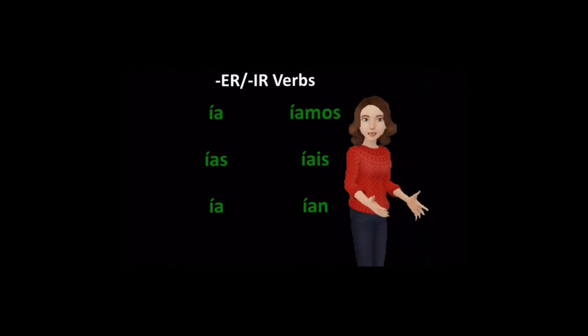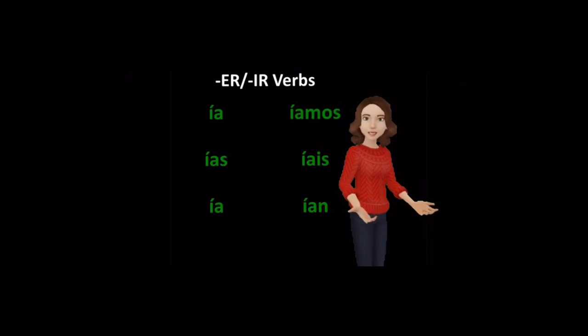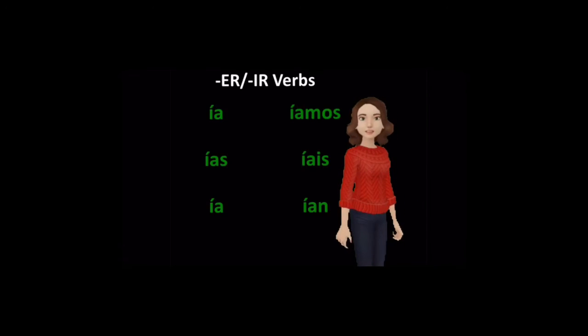Verbs that end in ER or IR in the infinitive will not use the same endings as our AR verbs in the imperfect tense. Take a look at the endings that you will use in the imperfect tense for ER and IR verbs. We will use ía, ías, ía, íamos, íais, ían. Notice that all of the conjugations contain an accent mark.